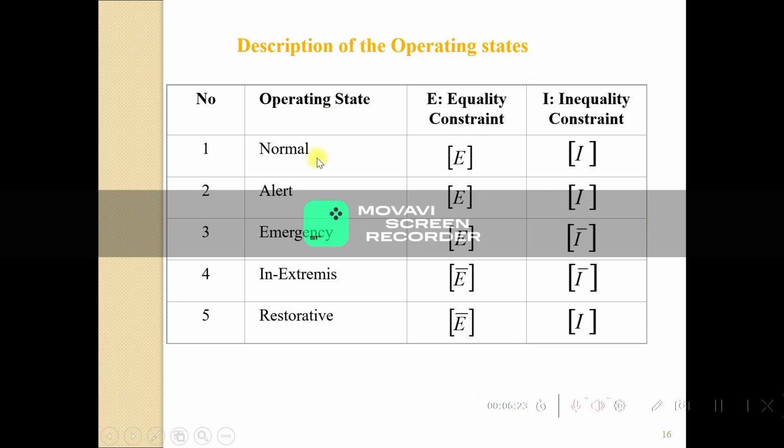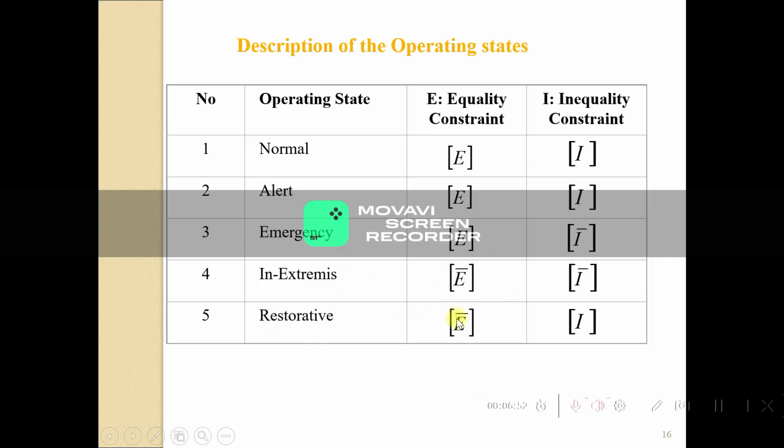So the operating states are defined for equality constraints and inequality constraints. Normal means equality and inequality constraints are satisfied. In the alert state, the equality constraints are satisfied but inequality constraints are not. Then emergency, in extremis, and restorative. In extremis, it will be the opposite of the equality constraint.